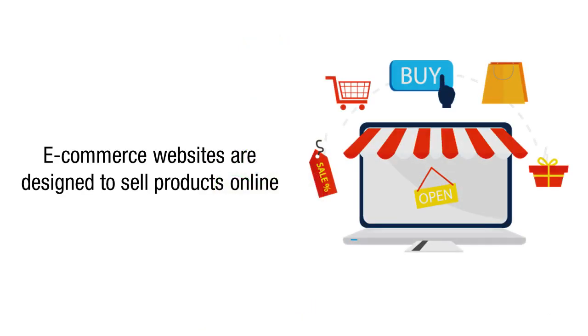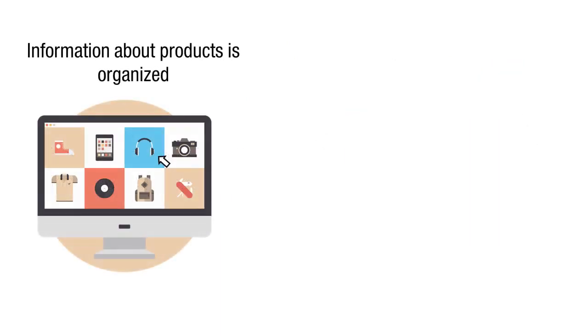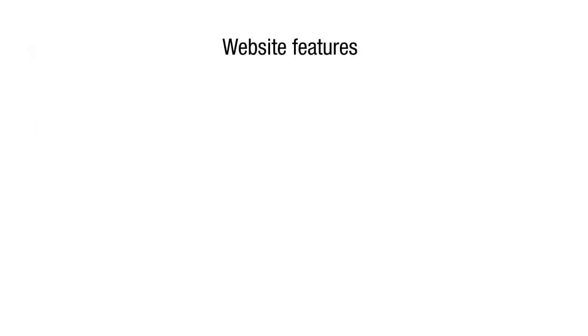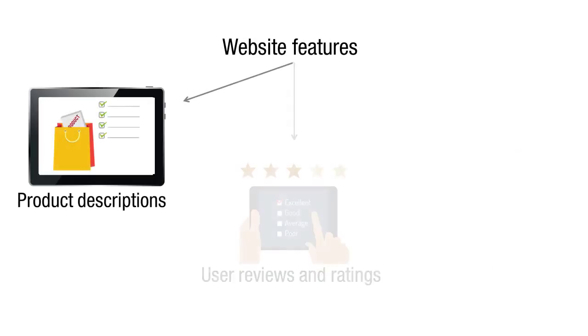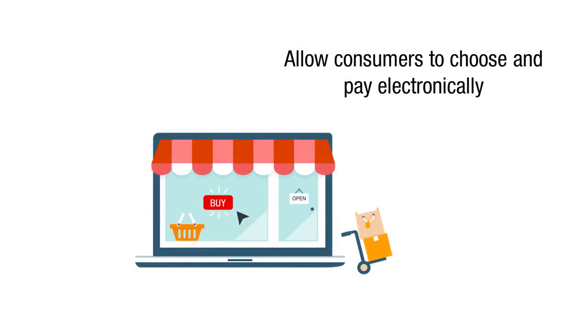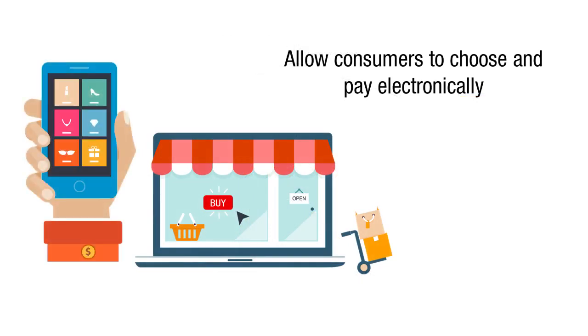E-commerce websites are designed to sell products online. Information about the products is organized into multiple categories that make navigation easy for those consumers who are looking for a specific product. Website features such as product descriptions, user reviews and ratings, and a shopping cart allow the consumers to choose and pay electronically for their selected products using a variety of secure online payment methods.